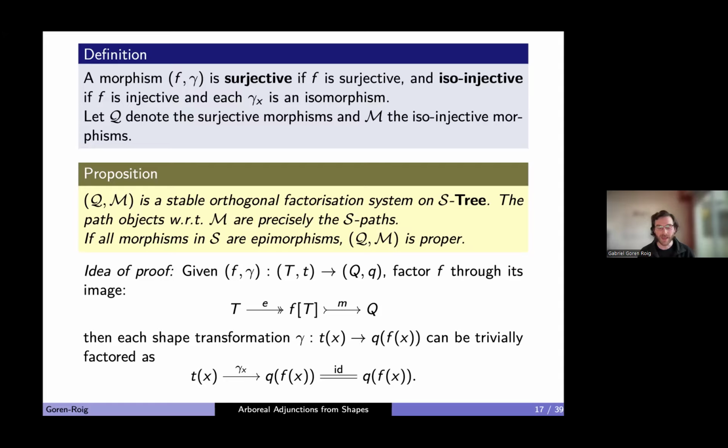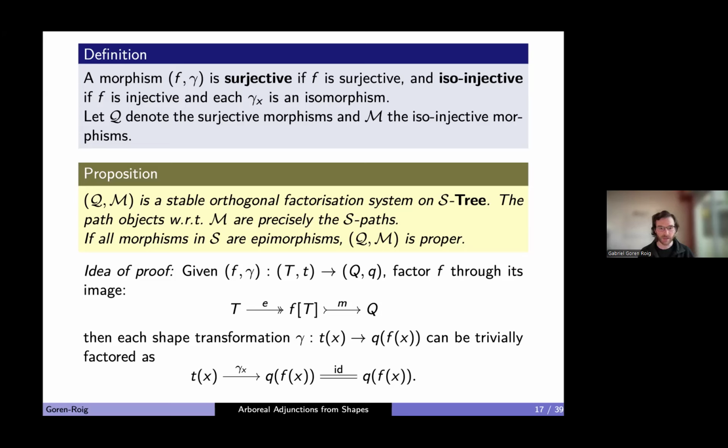I haven't said, so until now, the category S was kind of arbitrary, but now if we further require that the morphisms are all epimorphisms, then we get properness. And this will make sense after I give you the idea of how you obtain these factorizations, which really looks like cheating. So consider some morphism F gamma from T to Q.